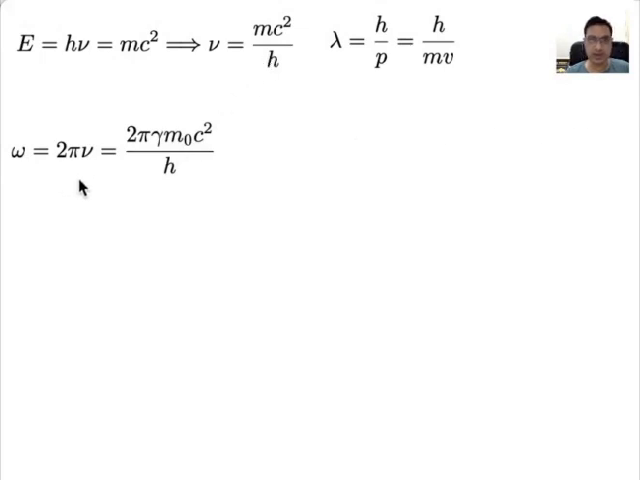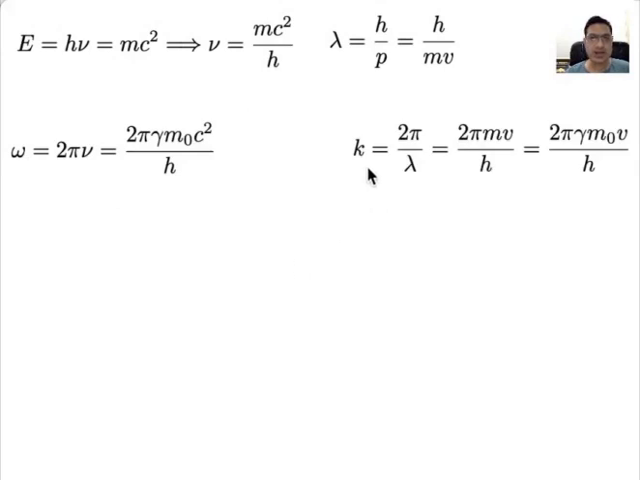So this is my omega, and I also know my k as 2 pi over lambda. Here I just replaced the value of lambda from the top, and again I wrote m in terms of gamma m naught. Now I also know the definition of gamma, or the value of gamma, written here. So now let me write down my group velocity.